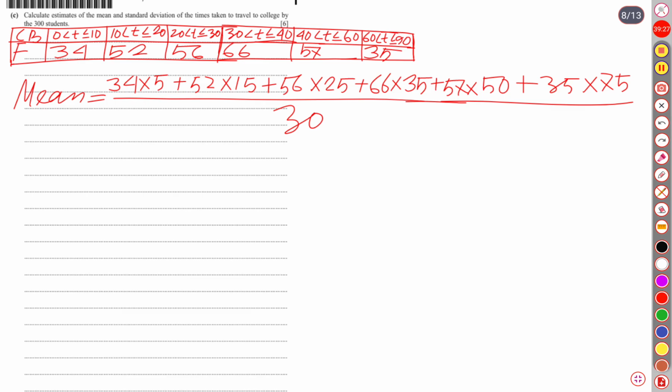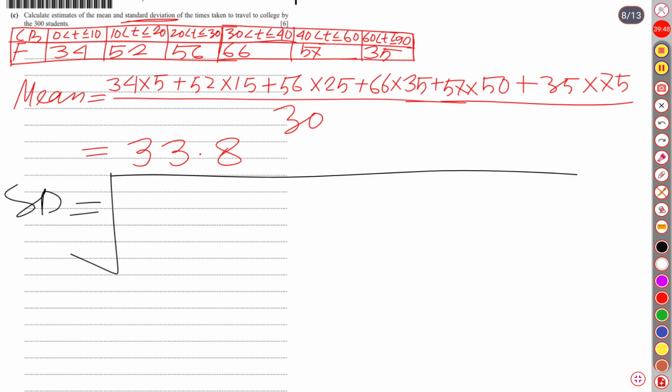So using our calculator, we get that our mean is 33.8. So this is one of the answers. Now they have told us to find the standard deviation also. For standard deviation, we write the standard deviation is equal to the square root of sum of fx squared. Okay, or should I show this? I think I can do it directly. Sorry, here it is not 330, it is going to be 300.